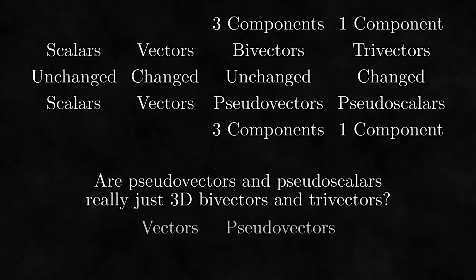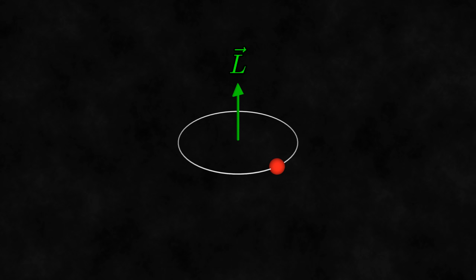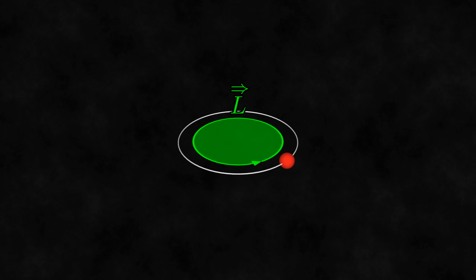Since vectors and pseudovectors behave differently, they should not be the same object. Furthermore, in each case that we have a pseudovector, it just makes more geometric sense for the object to be a bivector than a vector. For example, angular momentum is traditionally said to be perpendicular to the plane of rotation. However, if angular momentum was a bivector, it could instead be oriented in the direction of rotation.